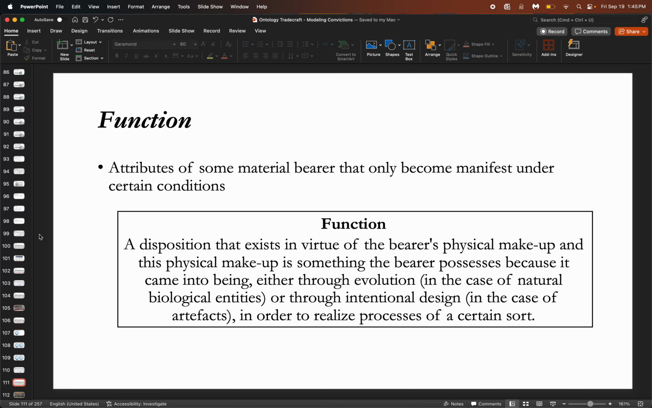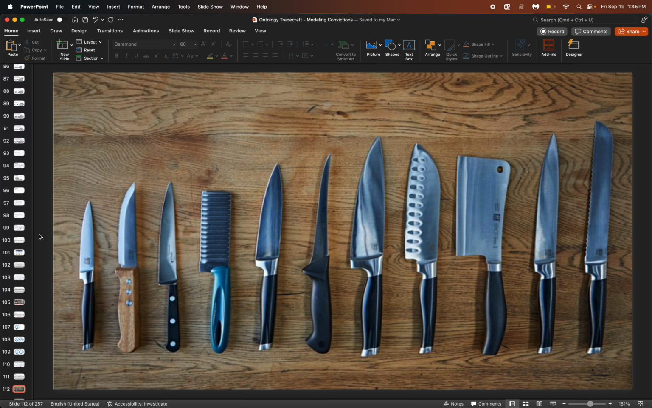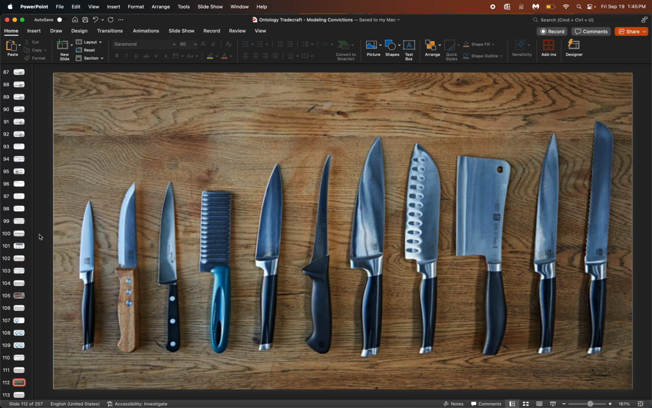Put another way, a realizable entity is a realizable entity if it's a disposition that exists in a bearer, and the reason the bearer exists is to realize whatever processes or function it has. Like knives. Knives are designed to cut. They have a function. The reason they exist, the reason the material is the way it is, is to cut. They can do it so poorly, they can do it so well. They're gradable in that respect, but ultimately knives exist to cut.